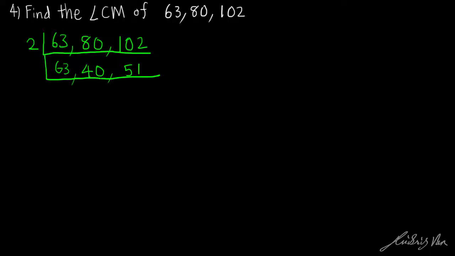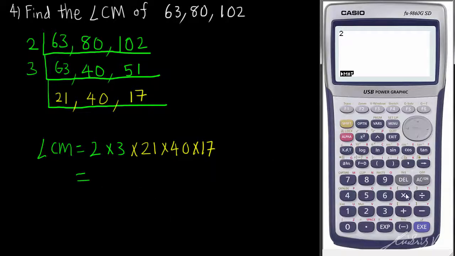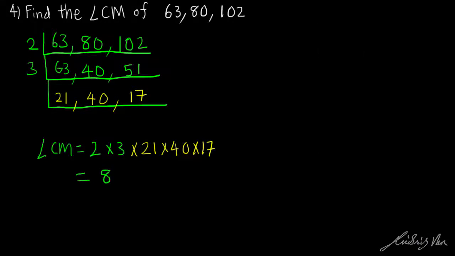So 2 is not a common factor of at least 2 of the number already. So we move on to the next prime number, which is 3. So we can divide two of the number, 63 and 51, by 3. So let us do it, and we will get 21, 40 will just stay as 40, and 17. Now, there's no more common factor, so LCM of the 3 number will be equals to 2 times 3 times 21 times 40 times 17. We can take out our calculator to calculate out the big number, and the answer will be 85680.